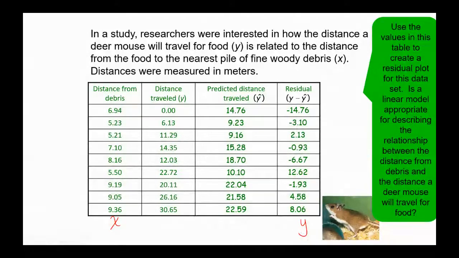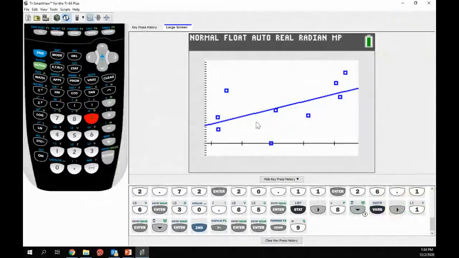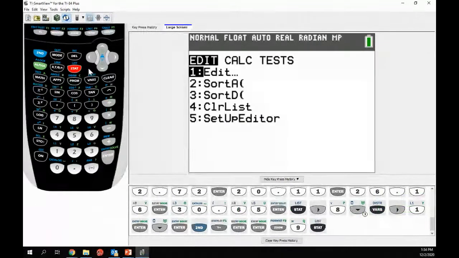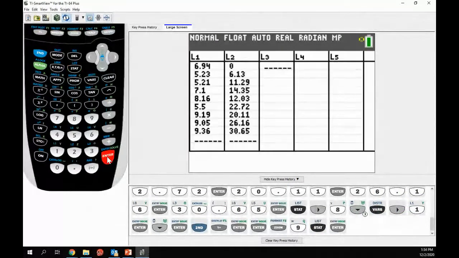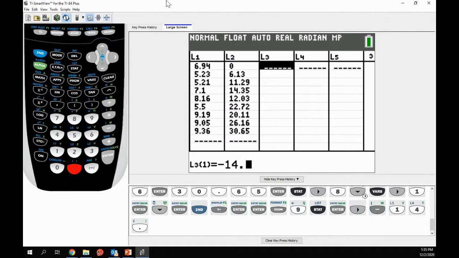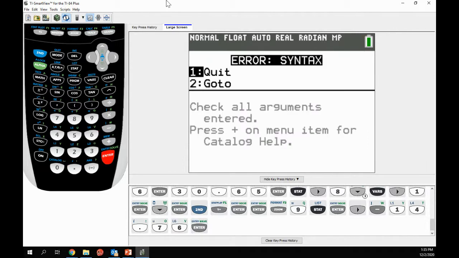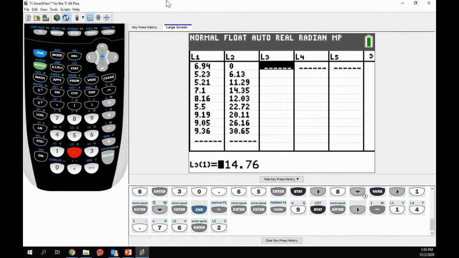So I'm going to do that real quick because I don't feel like doing it by hand. You can do it however you want. I'm going to just throw them into L3. Leave L1 and L2 alone. We're entering in the residuals.